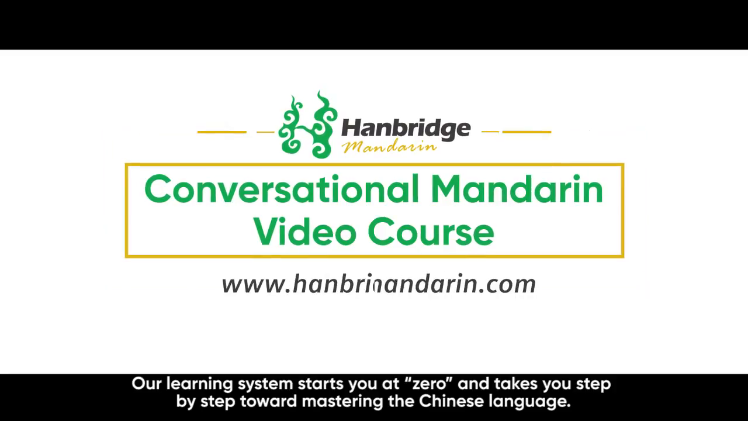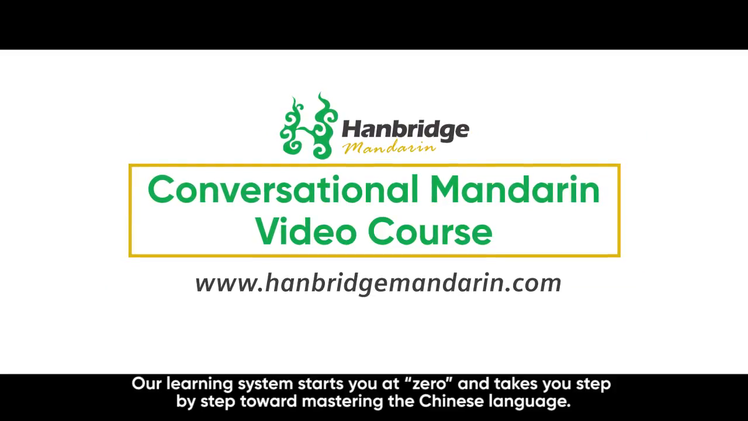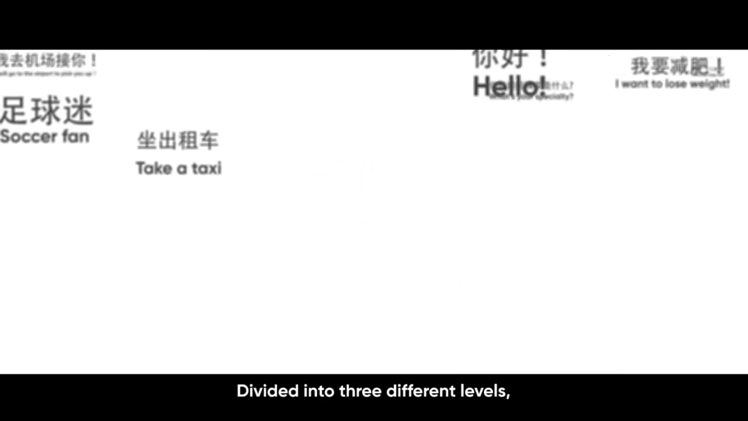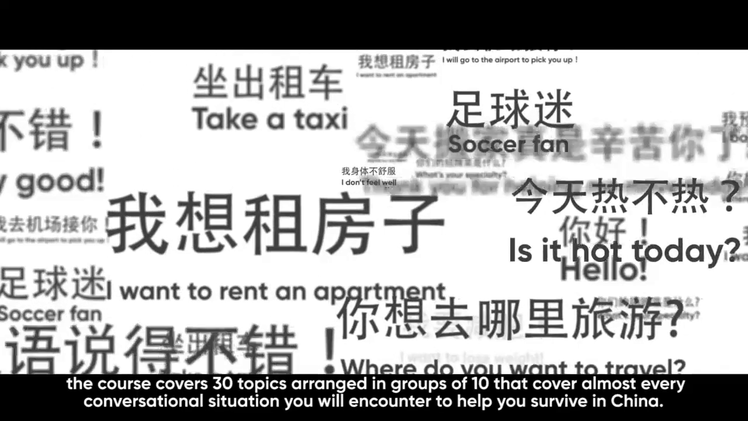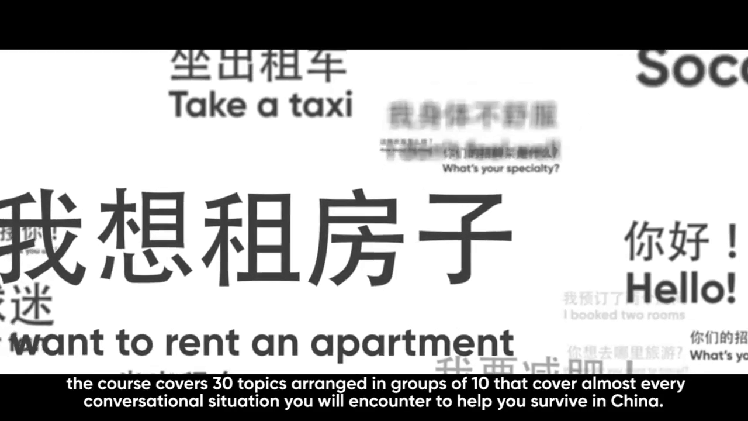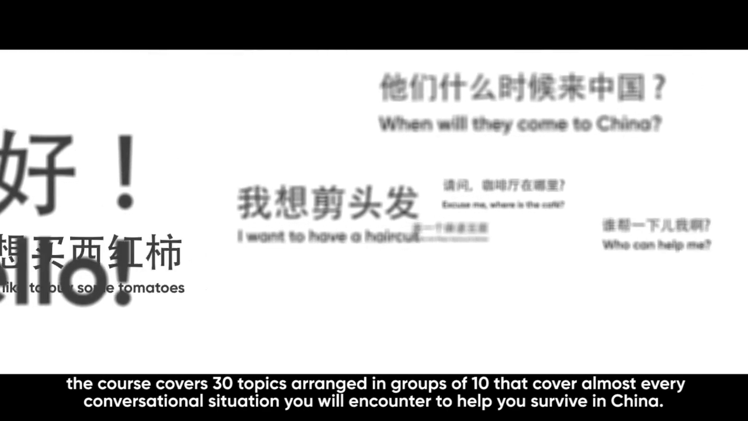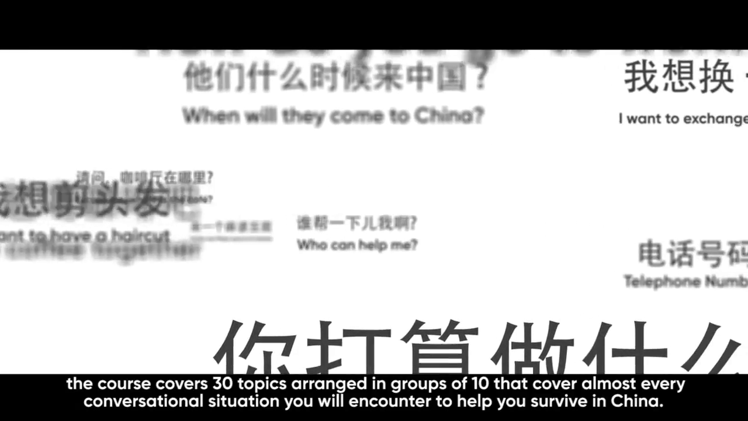Our learning system starts you at 0 and takes you step by step toward mastering the Chinese language. Divided into 3 different levels, the course covers 30 topics arranged in groups of 10 that cover almost every conversational situation you will encounter to help you survive in China.